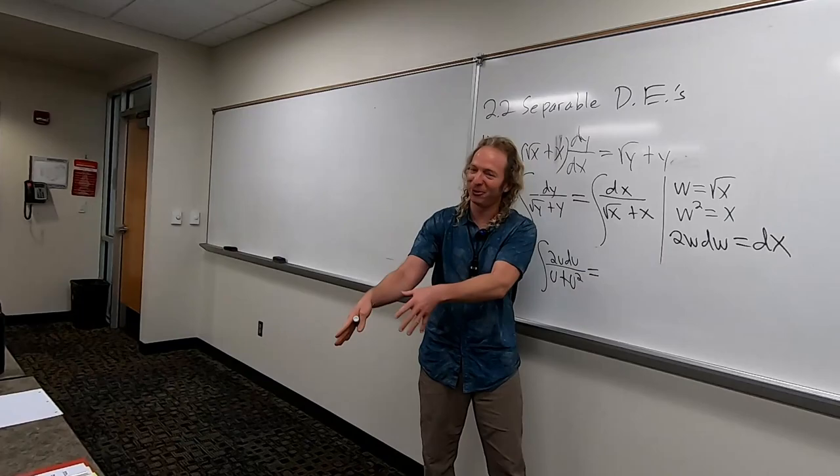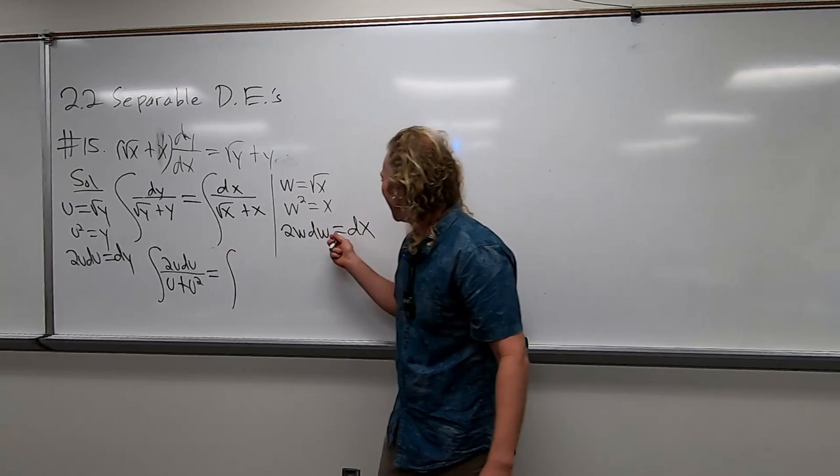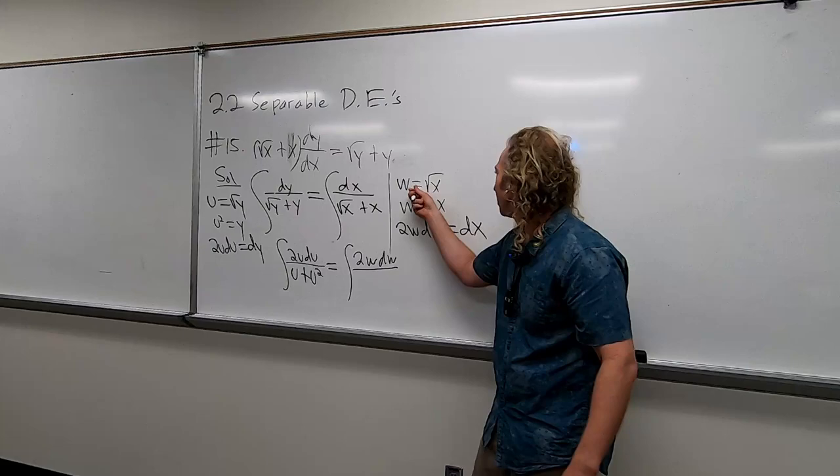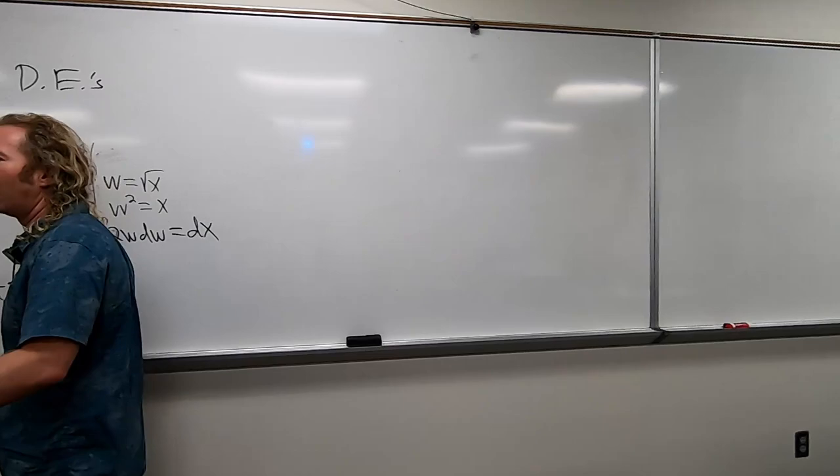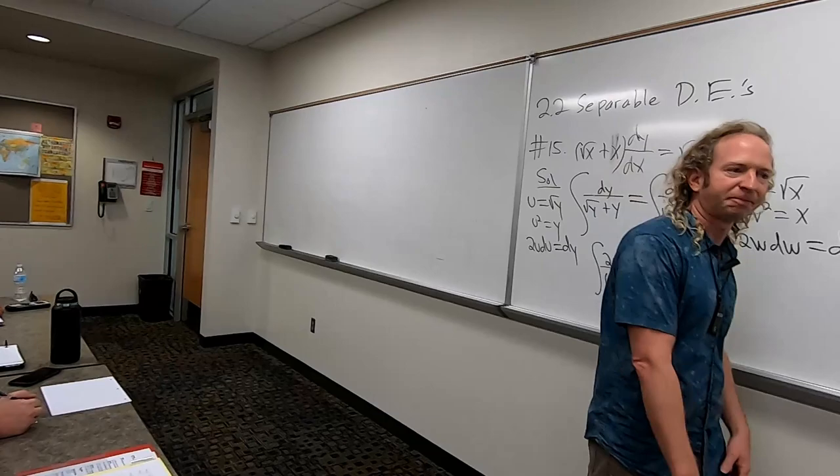So dx is 2w dw, so 2w dw. And then same thing, this will be w plus w squared. Any questions so far on this one? Any questions on the steps? Good test question, right? If you can do all the homework, you're ready for the test. You'll do awesome. The challenge is actually doing it all. It takes a long time.